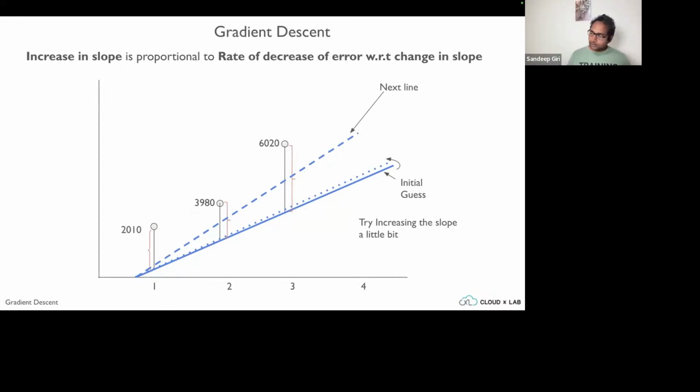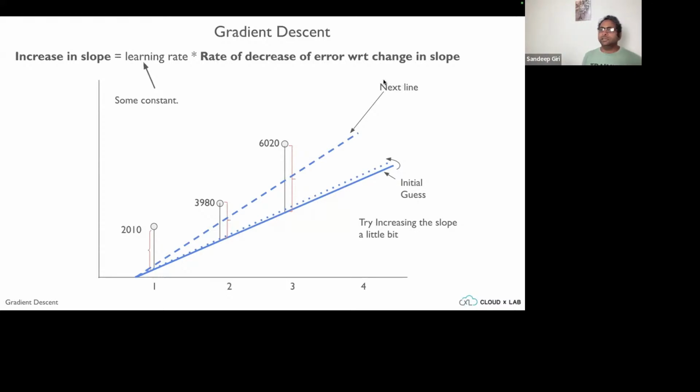Now, let's move on. Here is the formula for guessing the change in slope. So how much should we increase the slope, right? Earlier, our slope was this much. Now it is this much. How much should we move? So people realized that we multiply by some constant called learning rate, times the rate of change of error with respect to change in slope.